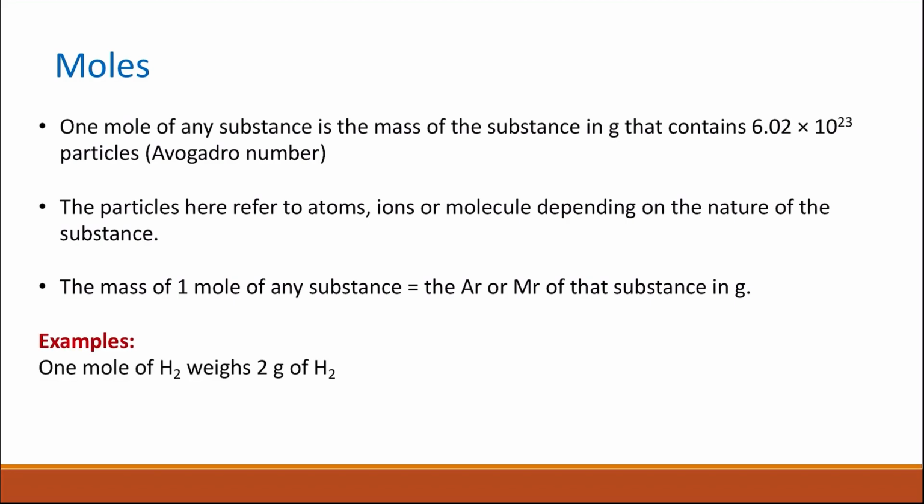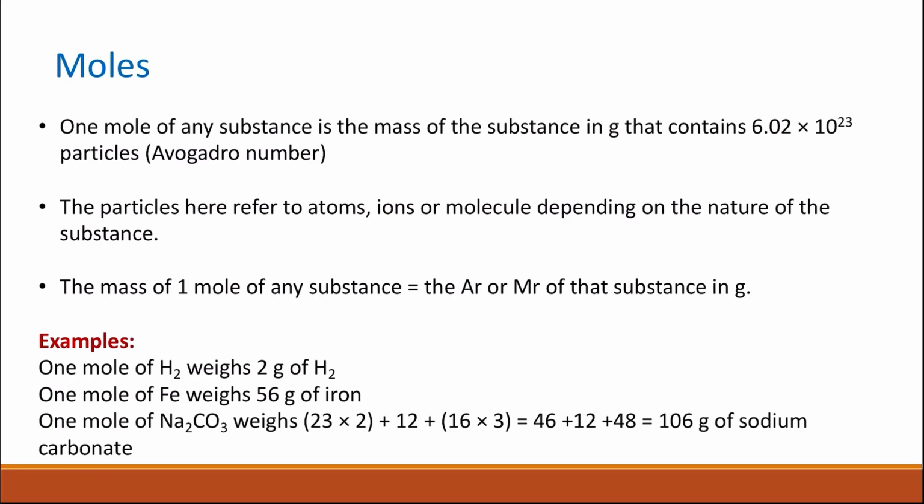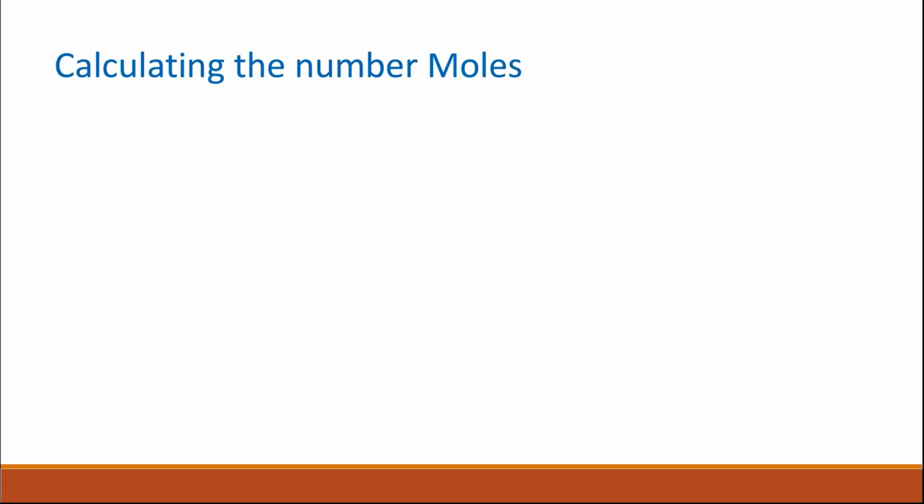Some examples. So 1 mole of hydrogen molecule, which is 2 atoms of hydrogen, will weigh 2 grams of hydrogen. 1 mole of iron will weigh 56 grams of iron. And 1 mole of sodium carbonate would weigh the exact same relative formula mass of sodium carbonate in gram. So the relative formula mass of sodium carbonate is 106. So 106 grams of sodium carbonate would be 1 mole of that substance.